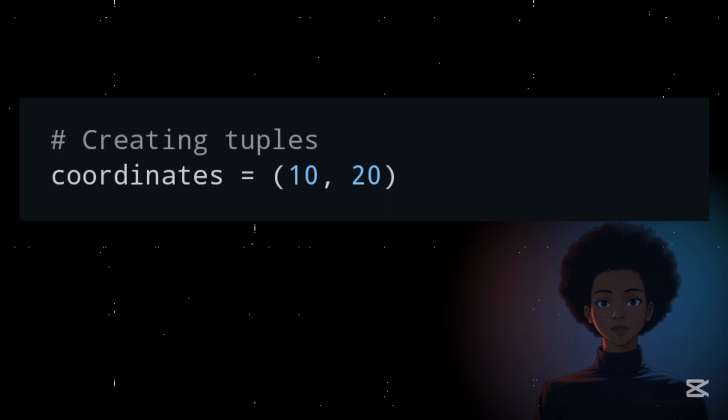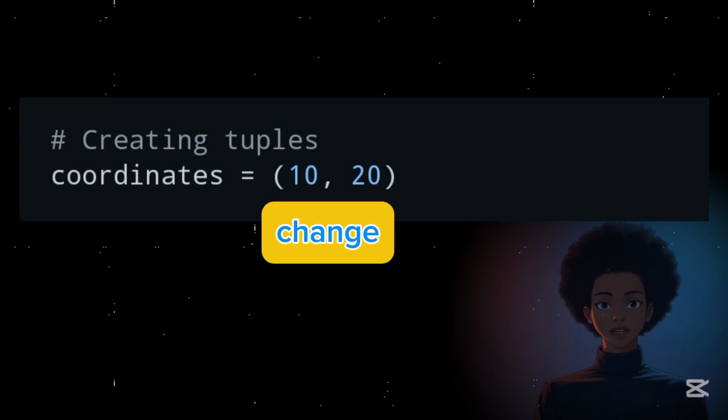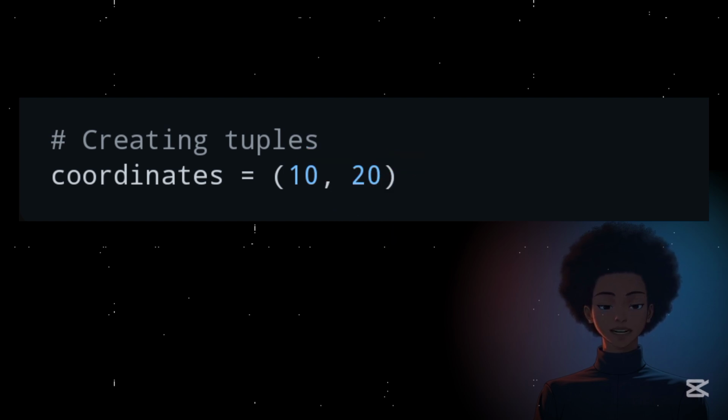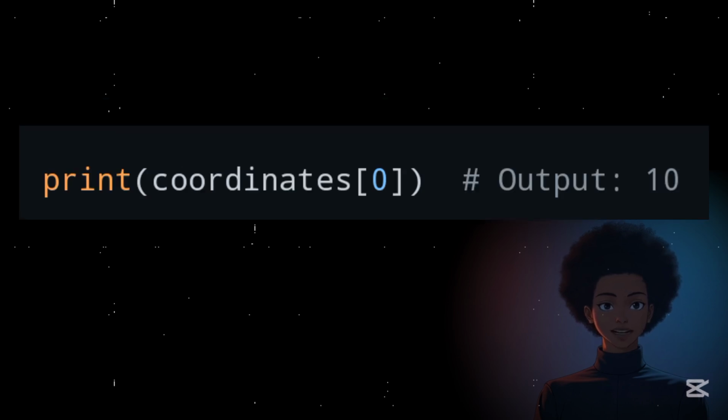Tuples in Python. Next, let's discuss tuples. Tuples are similar to lists, but they are immutable, meaning their contents cannot be changed after they are created. You define a tuple using parentheses. For example, coordinates equals (10, 20). To access elements, you can use indexing just like with lists. For example, coordinates[0] will return 10.